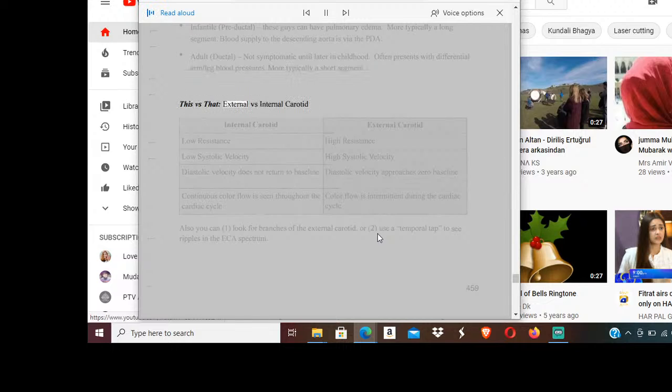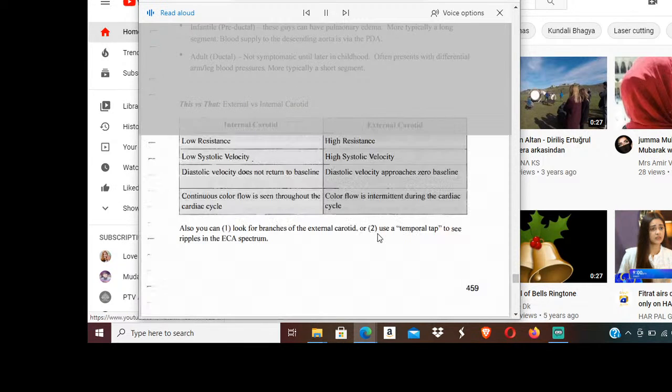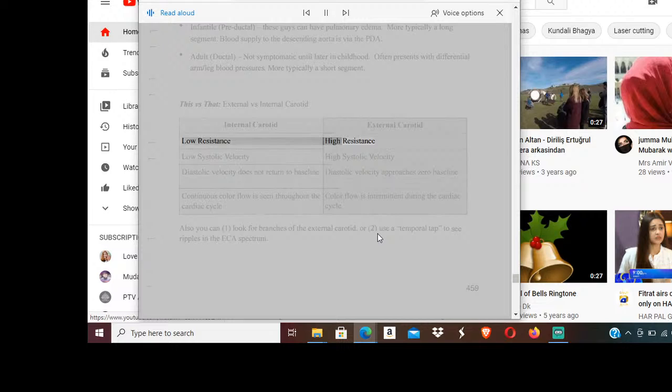This vs that: external vs internal carotid. Internal carotid: low resistance, low systolic velocity, diastolic velocity does not return to baseline, continuous color flow is seen throughout. External carotid: high resistance, high systolic velocity, diastolic velocity approaches zero baseline, color flow is intermittent during the cardiac cycle. Also you can, 1. Look for branches of the external carotid, or 2. Use a temporal tap to see ripples in the ECA spectrum.